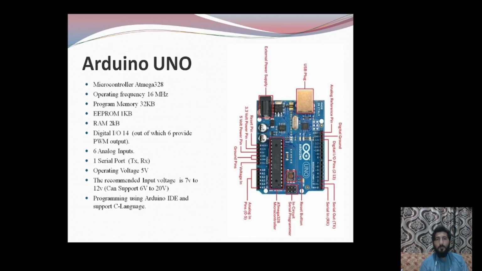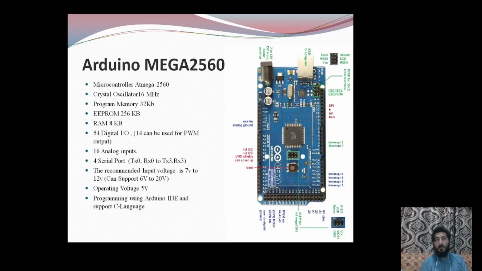Okay, the next and last one is Arduino Mega 2560. It is larger in size, but the major difference between Nano, Uno and Mega 2560 is that Mega 2560 has a lot of IO ports. First of all, Arduino Mega uses the ATmega2560 microcontroller. The crystal oscillator is 16 megahertz, but the program memory is more, 256 KB, and RAM is 8 KB. These are all specifications higher than the previous two Arduino boards.